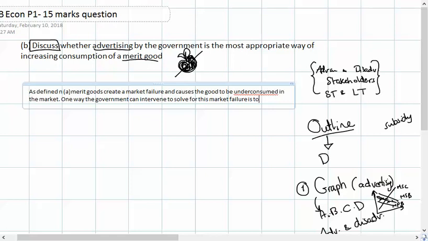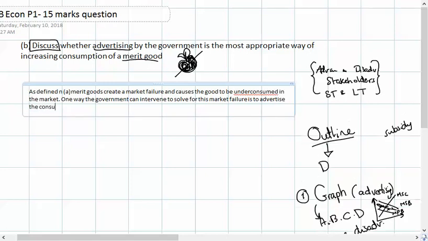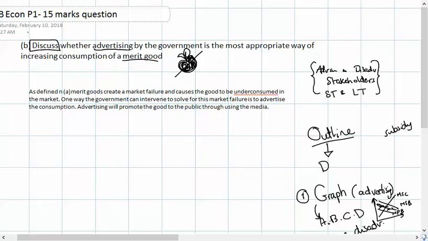As I'm retyping this, I'm noticing how I'm repetitive in my words, and again, this comes with practice. You learn how to be less repetitive with practice. Advertise the consumption. I gave my own view on the definition of advertising, since it's not really an economic term. Advertising will promote the good to the public through using the media. Go right ahead and draw the graph. Don't waste time talking and then drawing the graph and then talking again. Just go right ahead into the analysis.